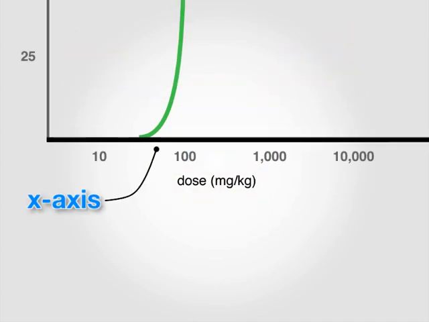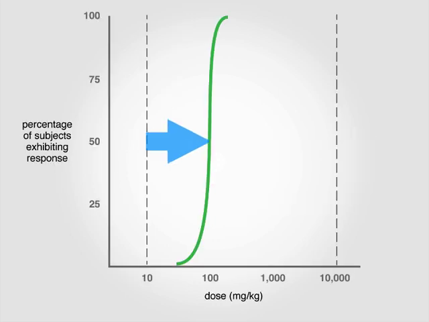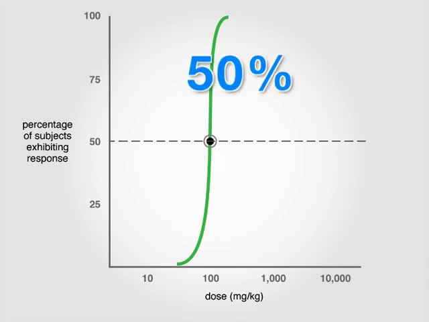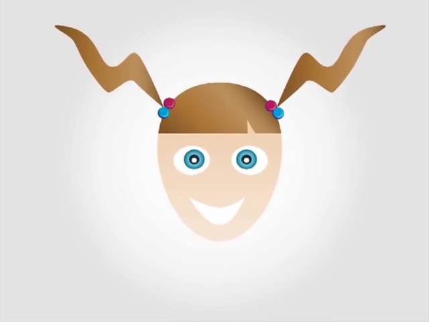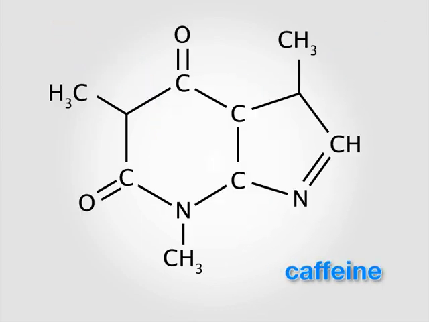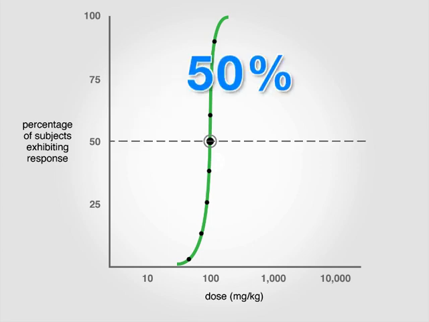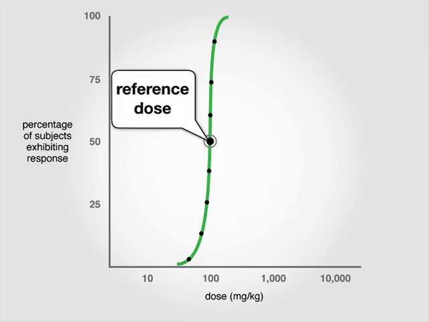Note that the x-axis is often plotted on a logarithmic scale, which just means that each step represents a power of 10, rather than a single unit, so we can compare a very wide range of doses in a single graph. You may have noticed in previous examples that half of the subjects fall above and half fall below a median dose. Because different individuals can have different sensitivities to the same molecule, there is a distribution around this median. So this median dose, at which half the subjects exhibit the response and half the subjects do not exhibit the response, is a useful reference dose.